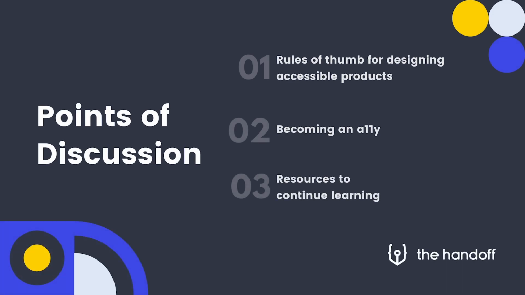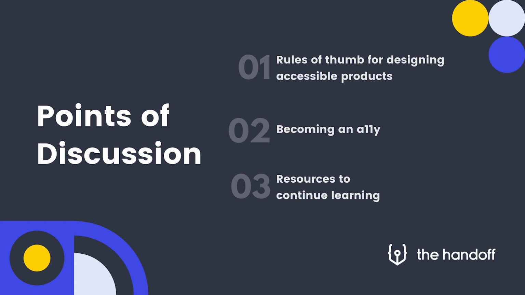So let's start by talking about some of the things I'll be covering for the rest of this video. First, we'll cover some general rules of thumb that will help you design more accessible products and services. Next, we'll cover how and why you should become an ally and what that term means. Then we'll end with some resources that you can use to continue learning about accessibility.